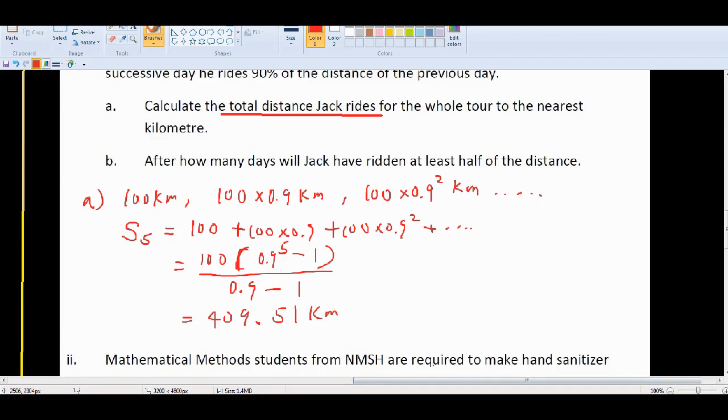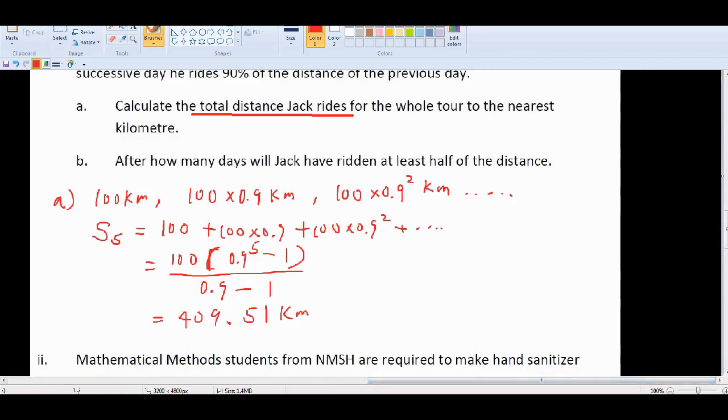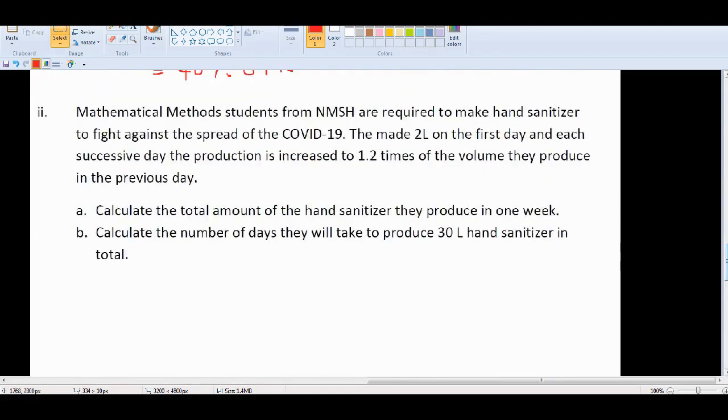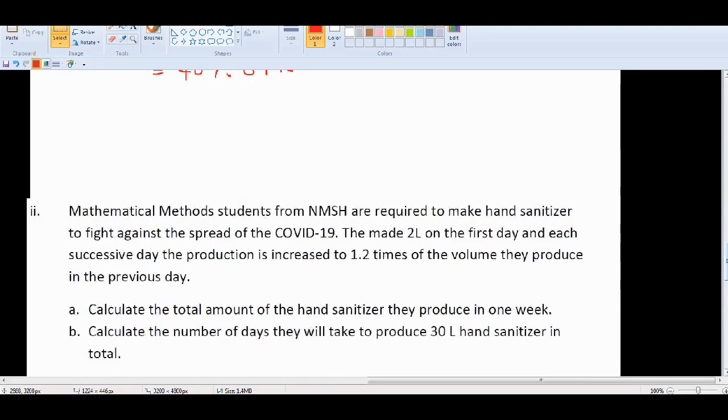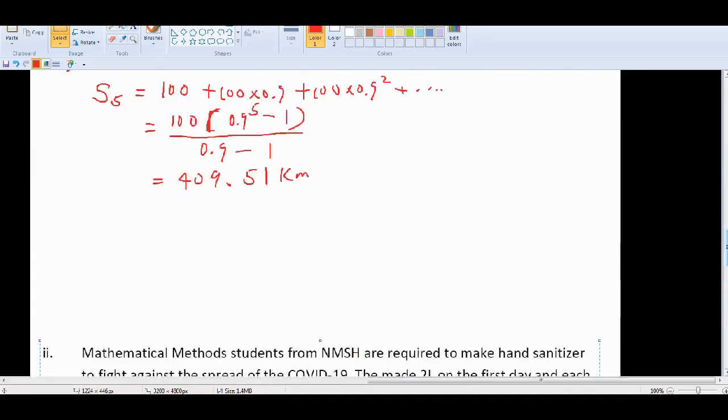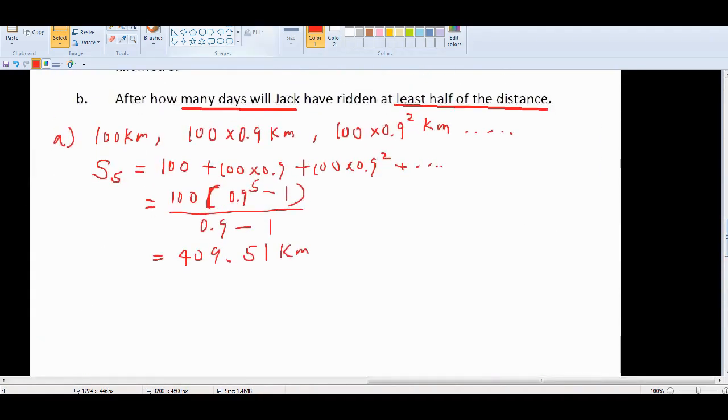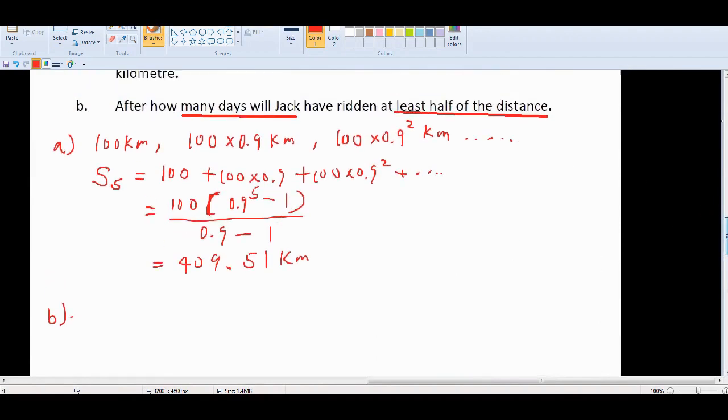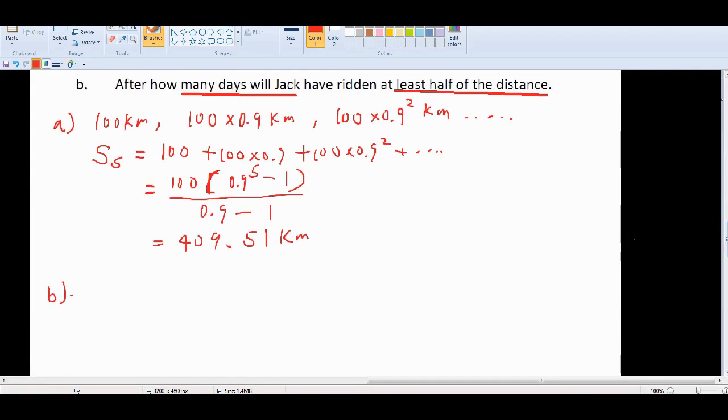So another question is how many days will Jack have ridden at least half of the distance. So part B is about how many days. That means you need to find n. Let me move this a little bit down so I've got the space. For part B, what you are going to do is find the distance Jack is going to ride.